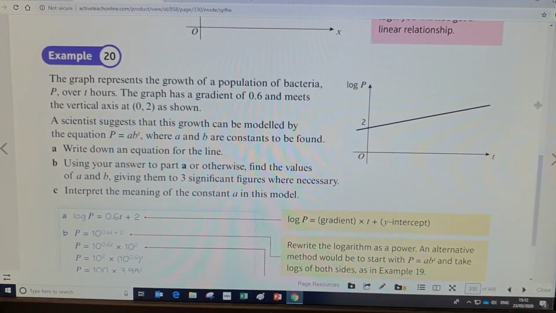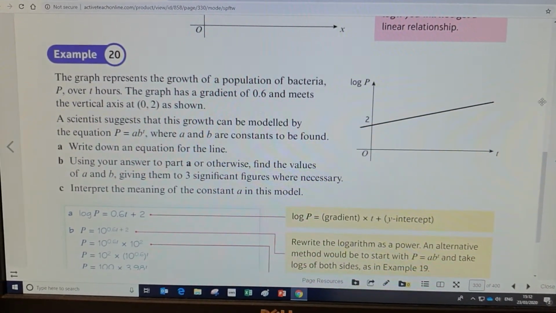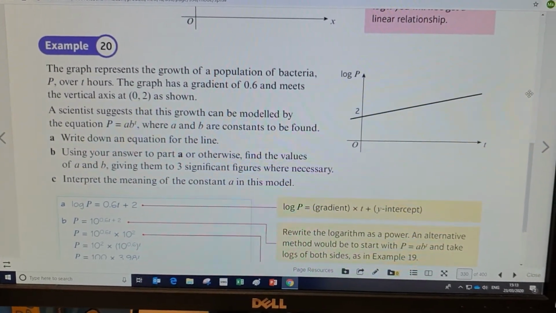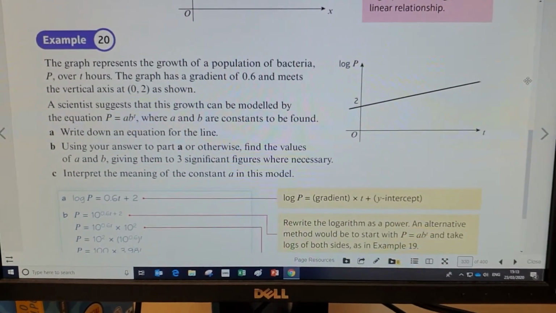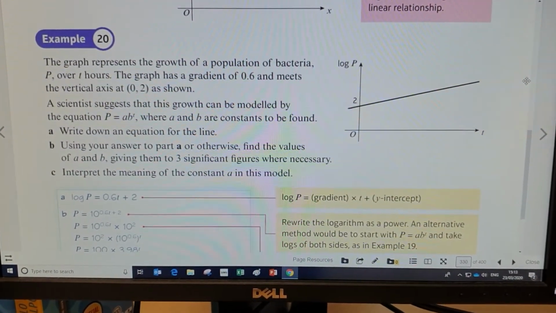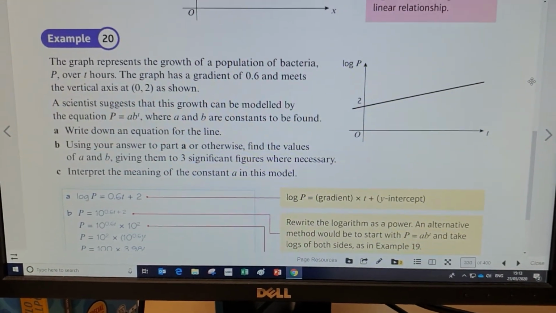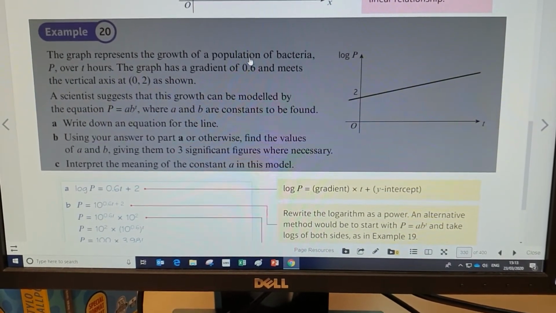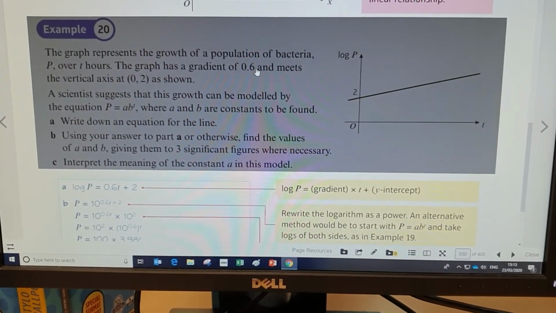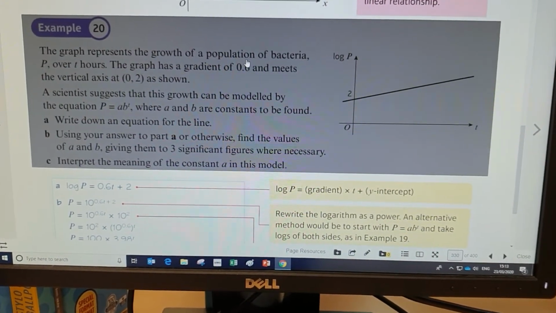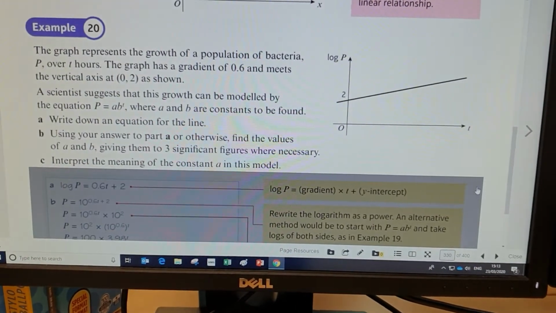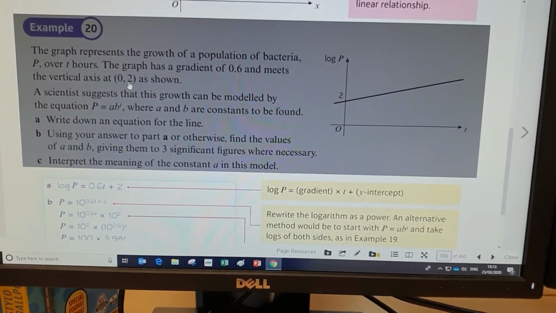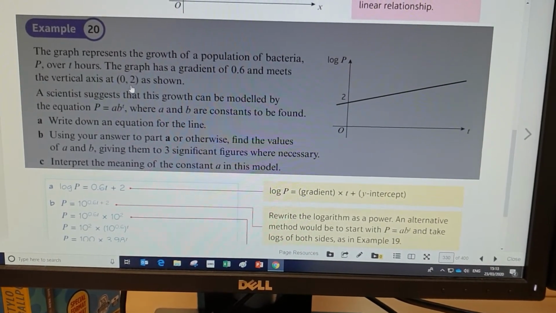Now, if we have a look at this example number 20, which is a case 2 example, it says there's a graph representing the growth of a population of bacteria P over T hours. So we're going to have an equation P in terms of T. The graph has a gradient of 0.6, so we know that if it was a y equals mx plus c equation, m would be 0.6. And it meets the vertical axis, so that's the y-axis essentially, at 0, 2. So we know that our y-intercept is 2.